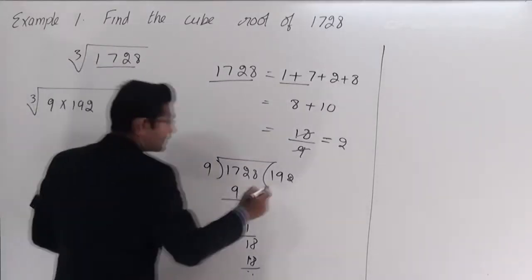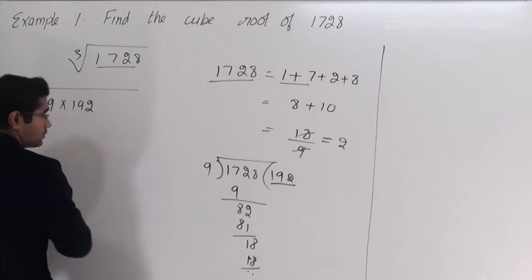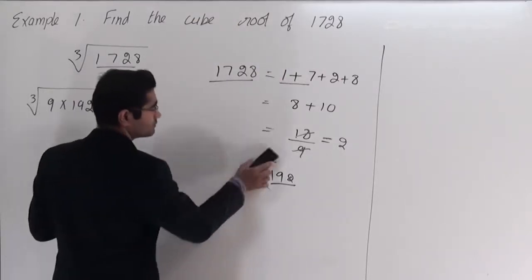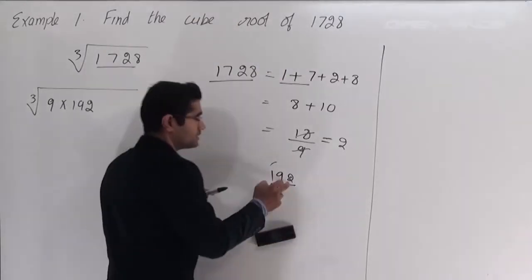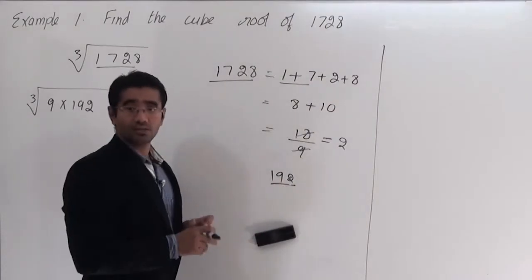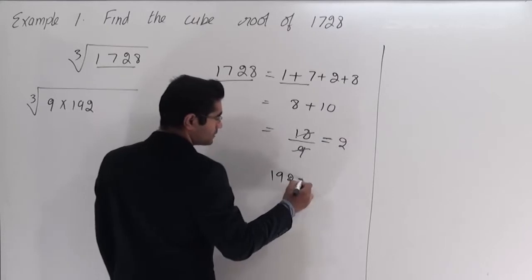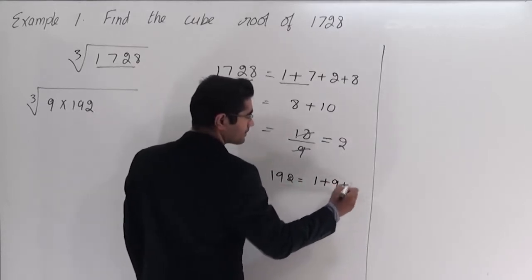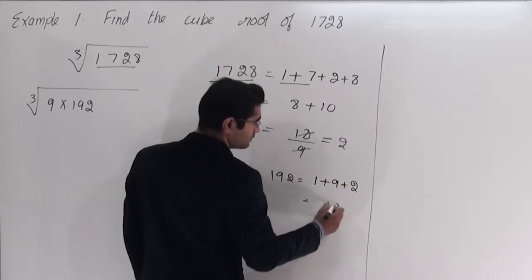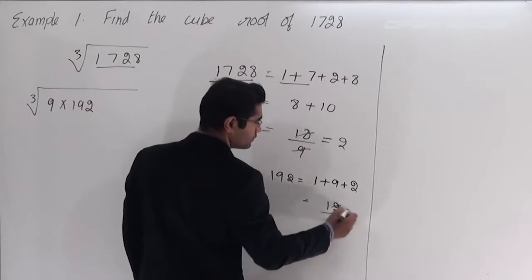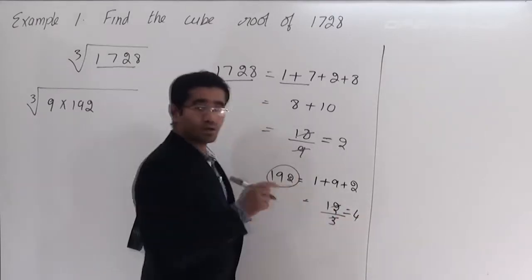Now, check again. Can I divide this with 3? I can definitely divide this by 2, because it is an even number. But can I divide this by 3? Let's check. How will I do that? Add these digits: that's 12. Can I divide by 3? Yes, that is 4. It means even this number can be divided by 3.